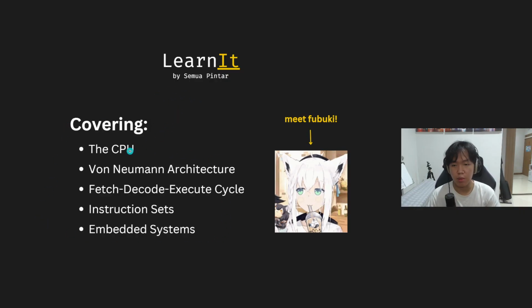The first thing is about the CPU, the central processing unit. Second one is about the von Neumann architecture. Third one is about the fetch, decode, execute cycle. Fourth one is about the instruction sets, and fifth one is about the embedded systems.